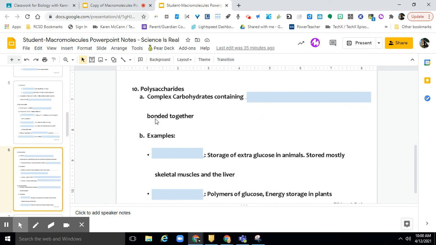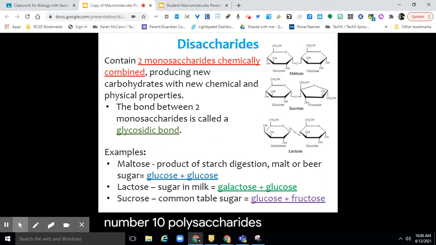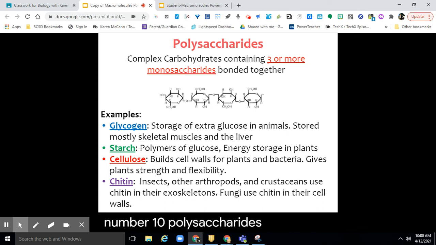And we're going to now start number 10, polysaccharides. Polysaccharides are complex carbohydrates that can be 3 or more monosaccharides bonded together. When you look at this picture, how many monosaccharides are combined in this picture? If you said 4, you are correct. There is 1, 2, 3, 4. Polysaccharides can be much longer than this. They can be hundreds of molecules combined to make a polysaccharide.